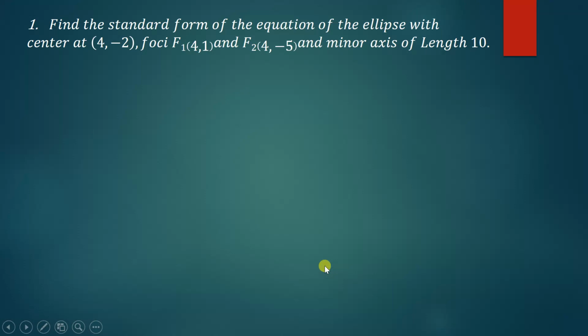Alright, so let's quickly begin with question 1. Question 1 says: find the standard form of the equation of the ellipse with center at (4, -2), and the foci F1, which is (4, 1), and F2, which is (4, -5), and the minor axis length has been given to be 10. This is a very simple question which I believe will not take long to solve.